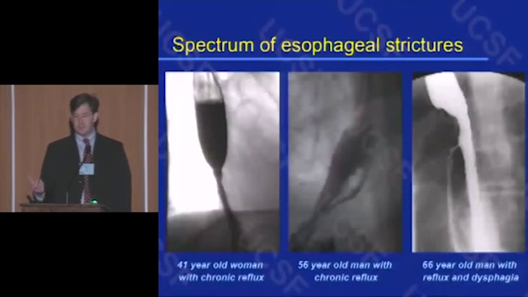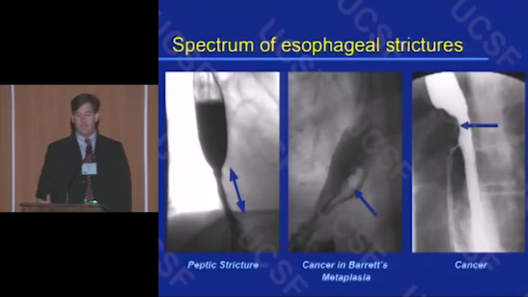Here's some spectrum of esophageal strictures. You can see here three different cases of chronic reflux. The one on the left is a peptic stricture. The one in the middle is cancer, highlighted with the arrow, in Barrett's metaplasia, and lastly, focal stricturing from esophageal cancer.